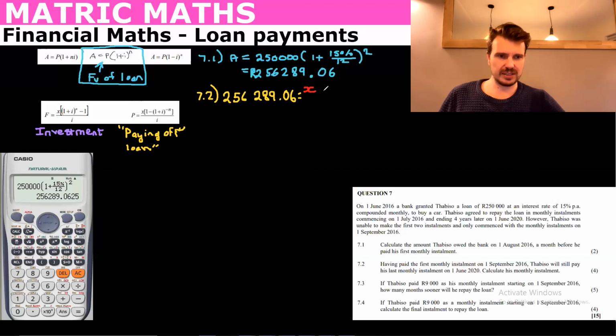So I'm going to put X in red. And then it's 1 minus 1 plus, and the interest is still 15% over 12, but now it's to the power of 46 months because he skipped 2, divided by 15% over 12.